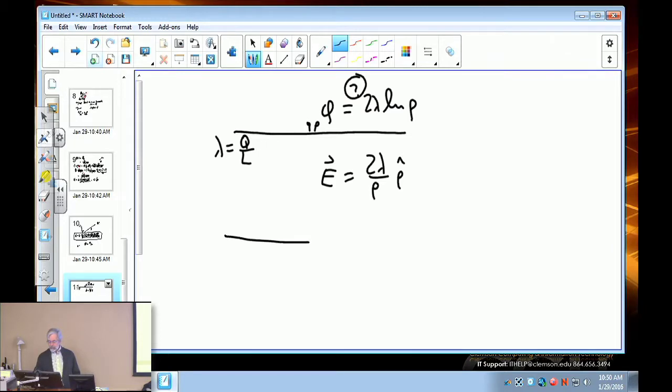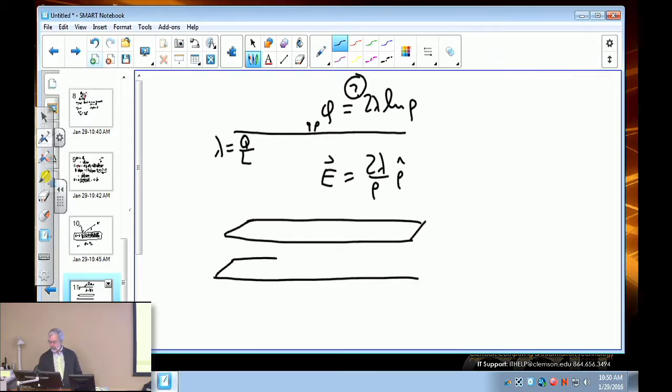Okay, and the other case was a plate. Let's consider the case of 2 parallel plates with opposite charge to make it simple, plus Q and minus Q. The electric field points downward like that. We say the electric field is uniform in between the plates. So how does the electrostatic potential look inside here?